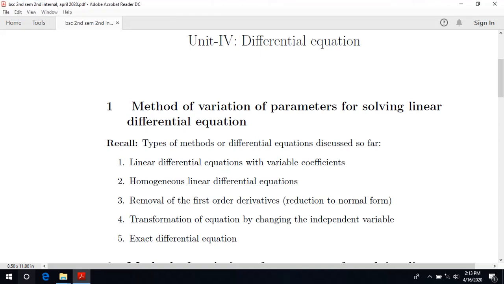Dear students, we are in Unit 4 of Differential Equations. In this lecture, we are going to discuss the method of variation of parameters for solving linear differential equations.